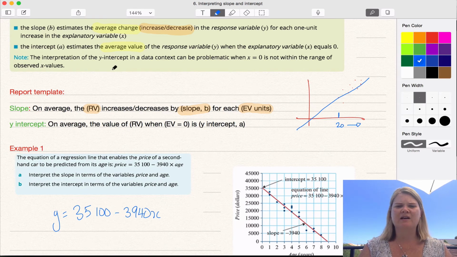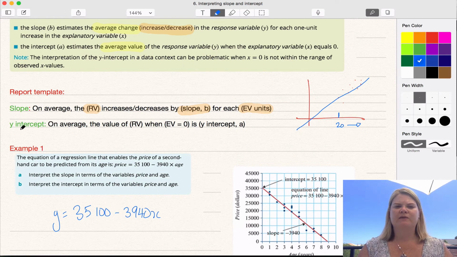So you just need to be aware of that. Might be a question saying, is it appropriate to interpret this y-intercept or not for this set of data? This data we've got here, the lowest value is 1, which is small enough to be close enough to 0, so it's a good example to use for interpreting the y-intercept. That's all this note there means.